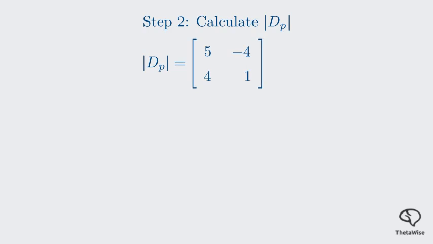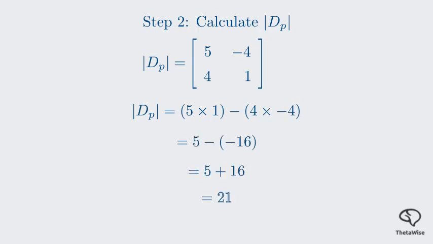Let's compute this determinant using the same method. We multiply the main diagonal 5 times 1 and subtract the product of the off diagonal negative 4 times 4. This gives us 5 minus negative 16, which simplifies to 5 plus 16, resulting in 21. Now let's calculate the determinant for our second variable, q. We denote this as D subscript q.